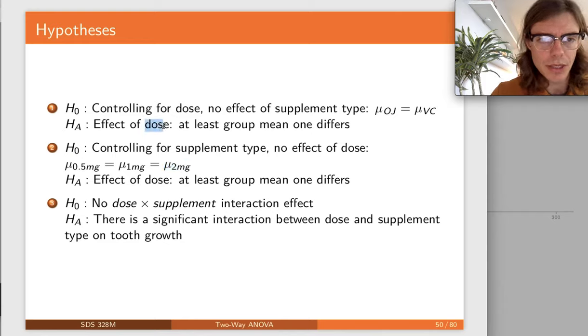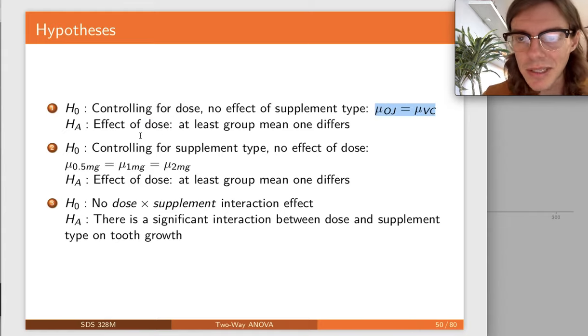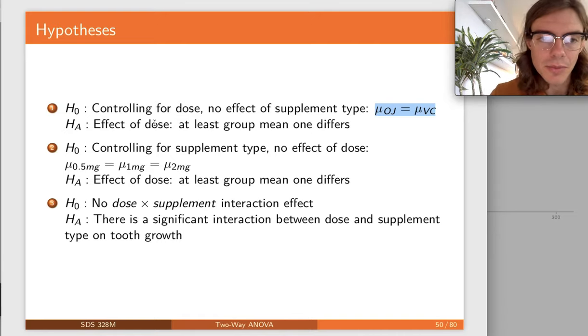Oops, I should have said, right here I should say effective supplement type. So that should say effective supplement. This one's right, effective dose. Sorry about that. It's just the opposite, right? Like if the null hypothesis is that the supplement types are equal, the alternative hypothesis is that the means are different, right? So effective supplement type there.